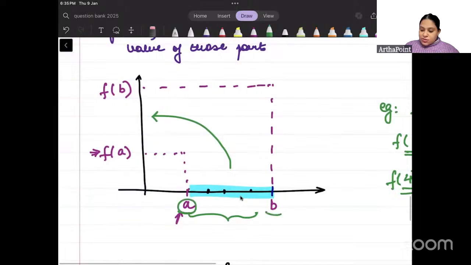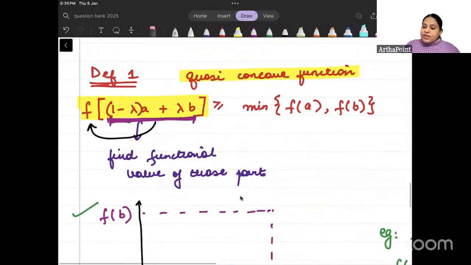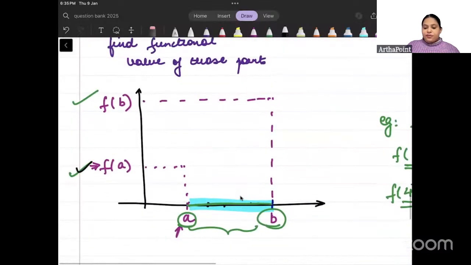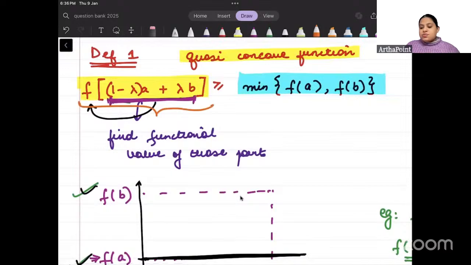We take 2 points, we map their values, and now we take any point between these 2 points. इनके बीच का हम कोई भी एक point लेंगे and we will try to see what will be its value there, right? So now what this definition is saying, कि whatever will be the minimum of f of A and f of B. यहाँ पे minimum क्या है? f of A और f of B में f of A is less than f of B. So the minimum between f of A and f of B is f of A. This is the lesser value. I want that any point, if I choose any point between A and B, it should give me a value which is more than the minimum value.